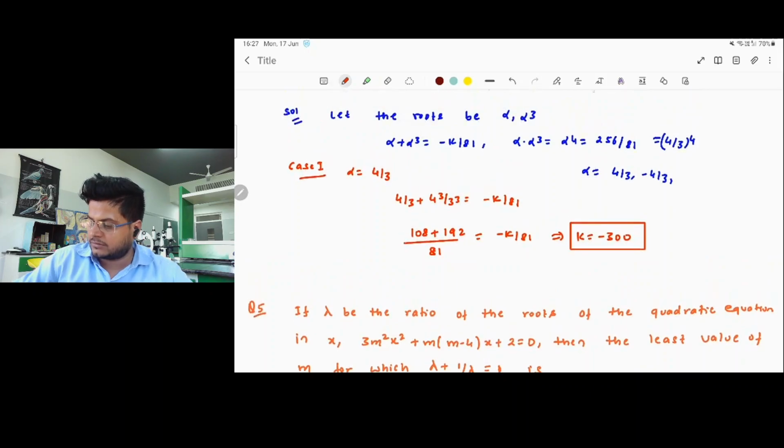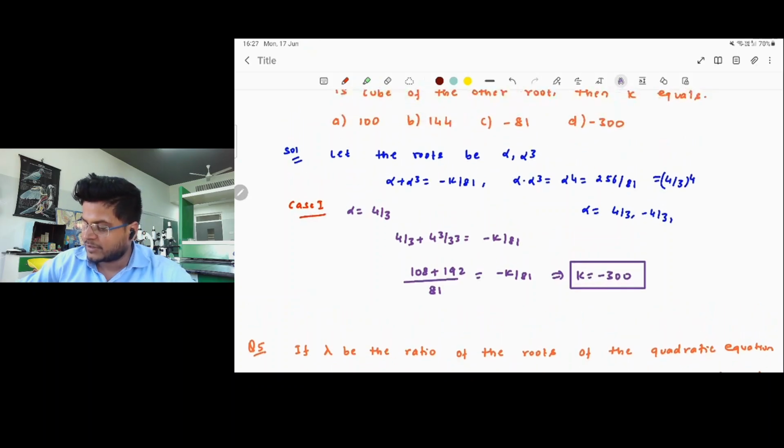And I can not believe my luck that in the very first attempt, I can see that your option is matching perfectly. So the answer for this question is going to be minus 300. So the right answer for this question is minus 300.